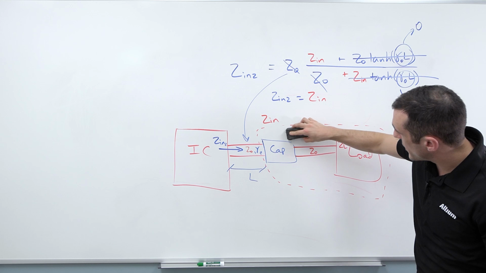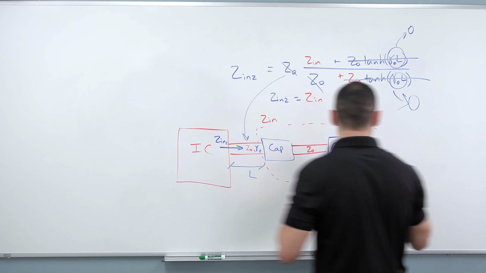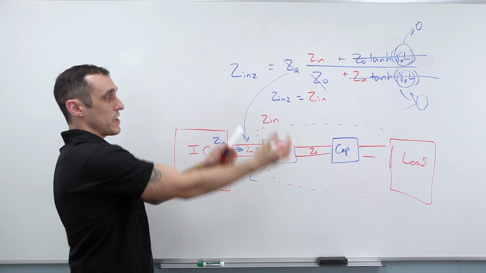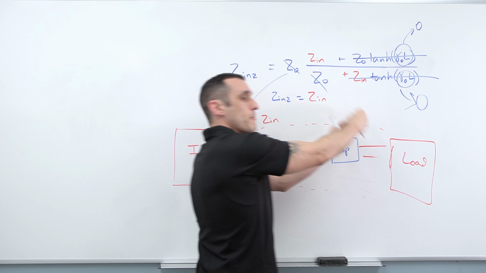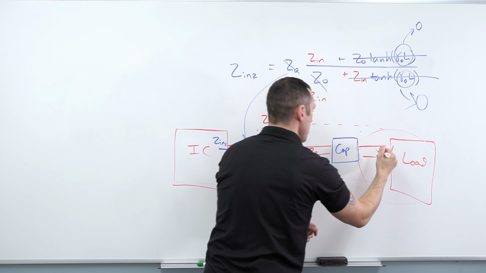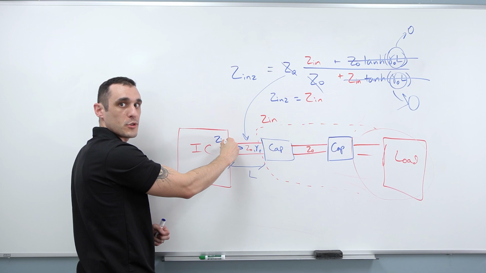Let's modify this a little bit. And let's suppose that we now have another section of line right here. And then we have another cap or another component or whatever it may be. And then this comes down and goes to our load. Well, we can essentially continue creating these chains of input impedance equations through induction. So what you should be able to see is that as we start here and work backwards, the input impedance in this section becomes the load for the previous section. And then this input impedance becomes the load for this section, where you then calculate the input impedance. Okay, so it keeps working backwards and keeps working backwards.